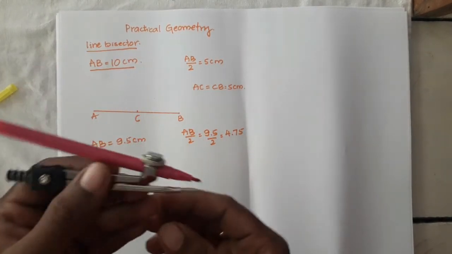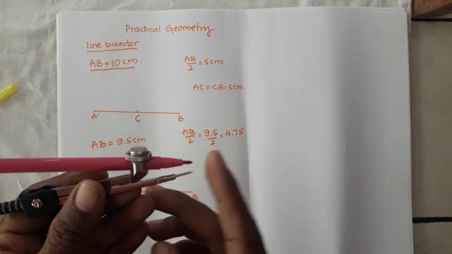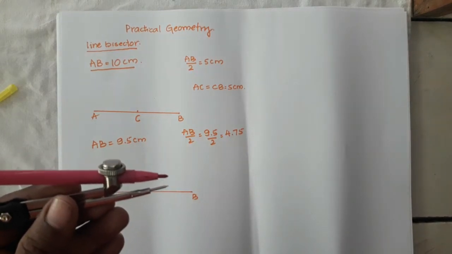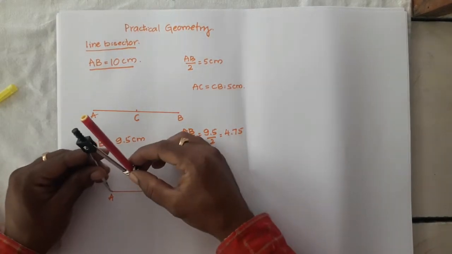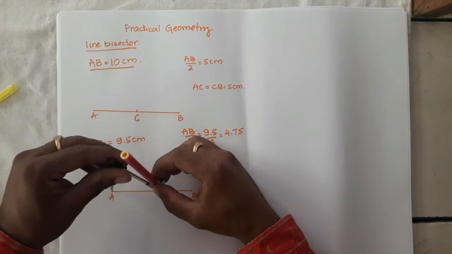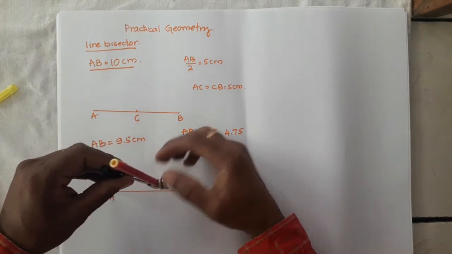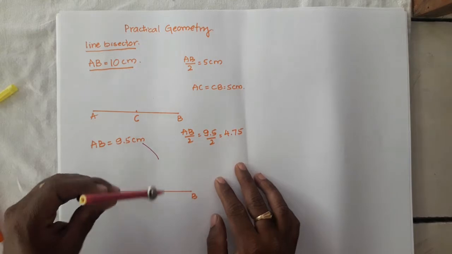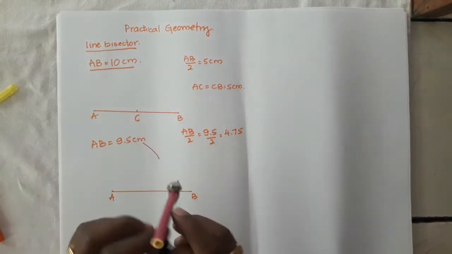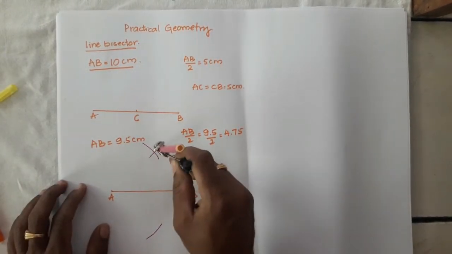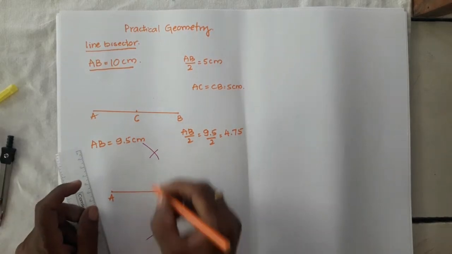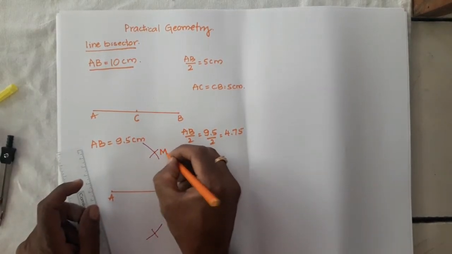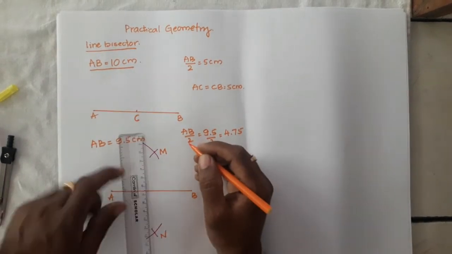Very important point is you should have the compass needle aligned with the point of the pencil. When you take more than half the length of AB, you need to cut an arc on either side. With the same radius, again you cut the arc on either side, you get points of intersection. Let me name these points M and N. Join them.